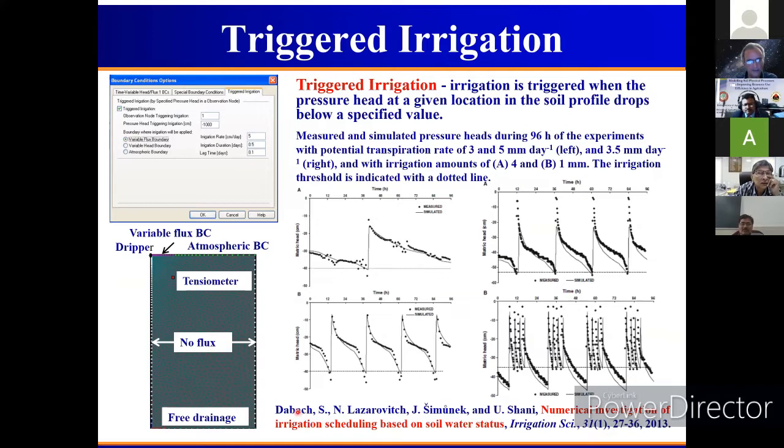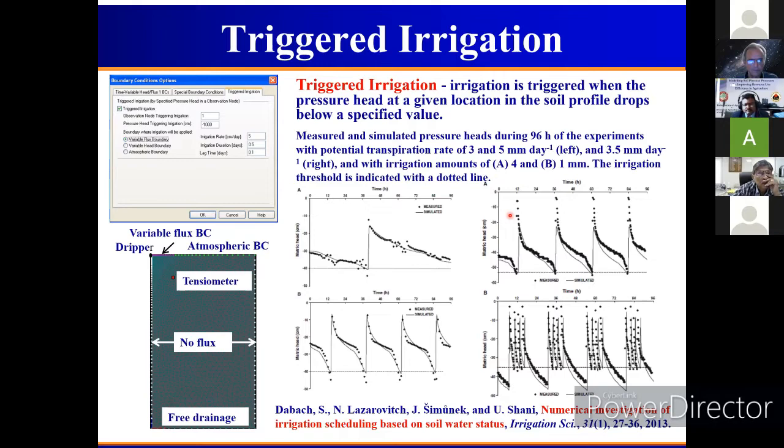In these graphs, you can see both measured and simulated pressure heads during the experiment with different potential transpiration rates and different irrigation amounts. You can also see this is the irrigation threshold. Once this irrigation threshold is reached, the irrigation is applied, so the matric head increases. Then you can see this gradual redistribution because of the root water uptake, because of the redistribution, etc. And you can see pretty remarkable correspondence between this data set, which was done in the laboratory, which probably explains some of that remarkable correspondence.